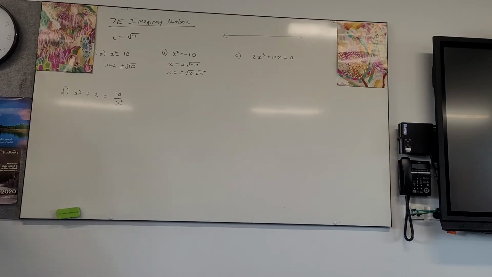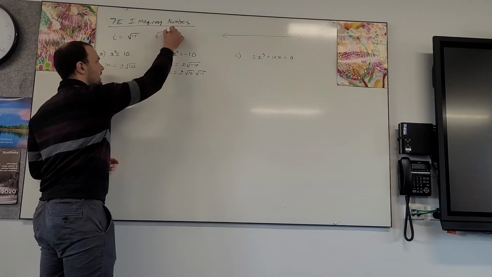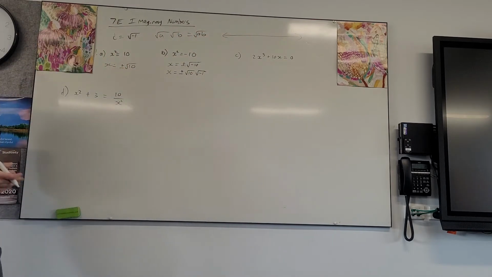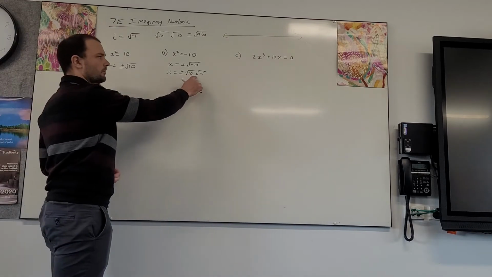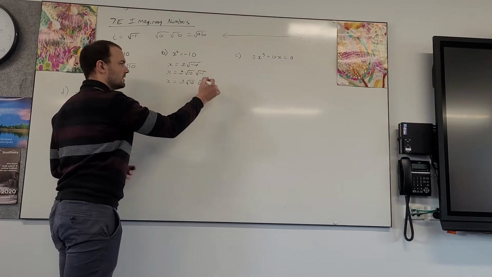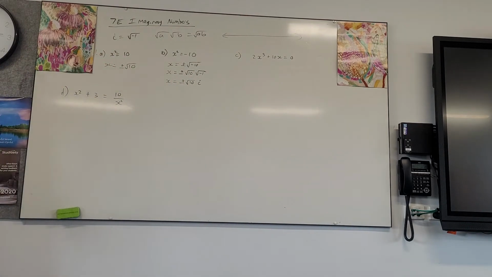Okay, so we know surd operations: root a times root b equals root of ab. And so we can do the opposite. And then we've defined root of minus 1 as i. So our solutions are plus or minus the square root of 10 times i, where i is the imaginary number.